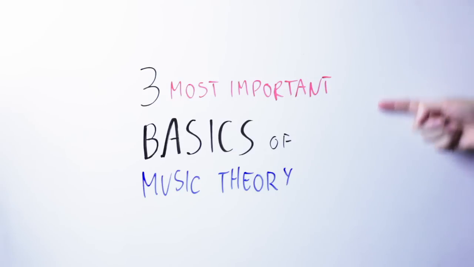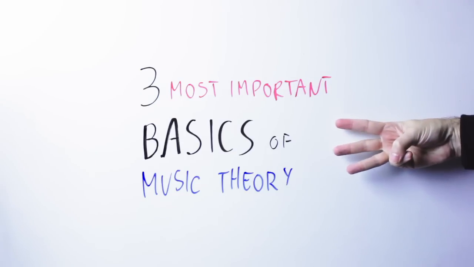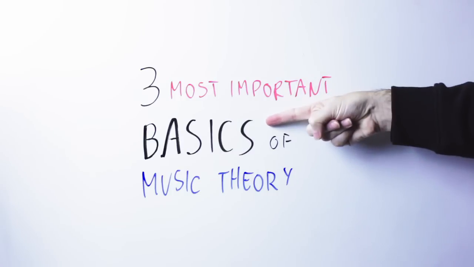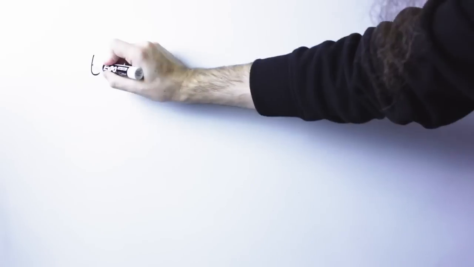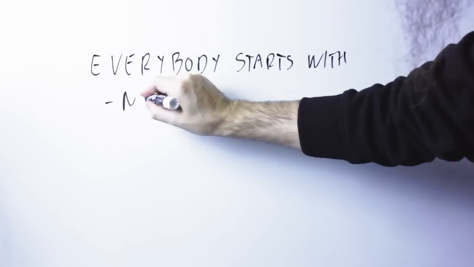Today I want to talk about the three most important basics of music theory. Those basics are so important that I'm always surprised when I encounter people who have been studying music theory for years and don't know about them. Wow. But they are super simple, that's the point. And indeed, if you guys are just starting in learning music theory, this will be a good point to start, okay?